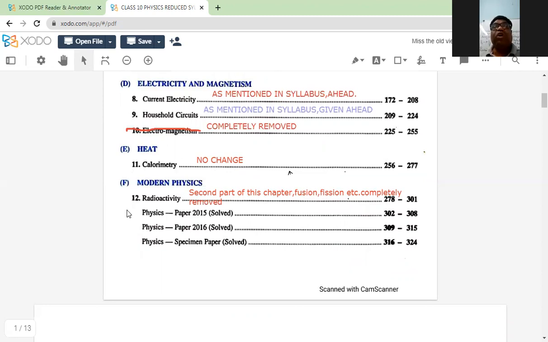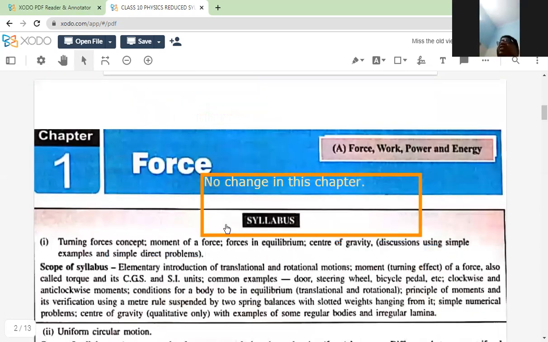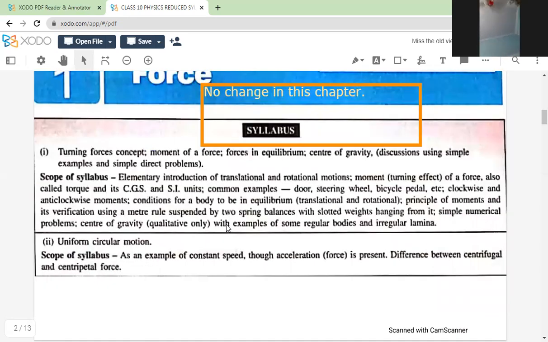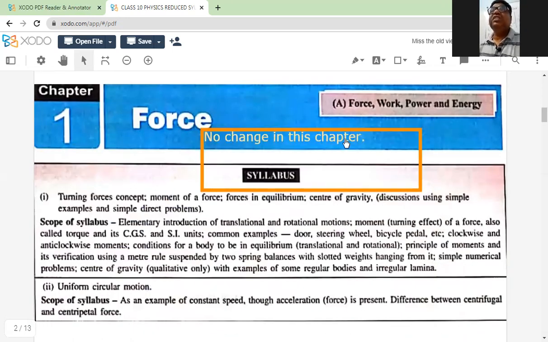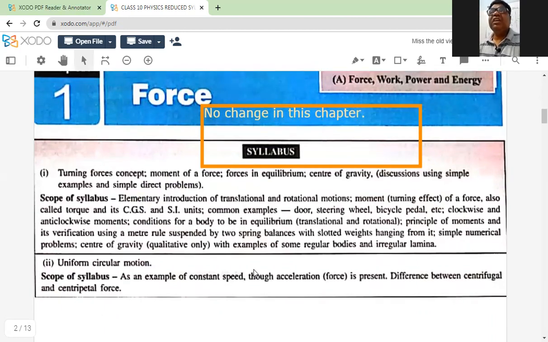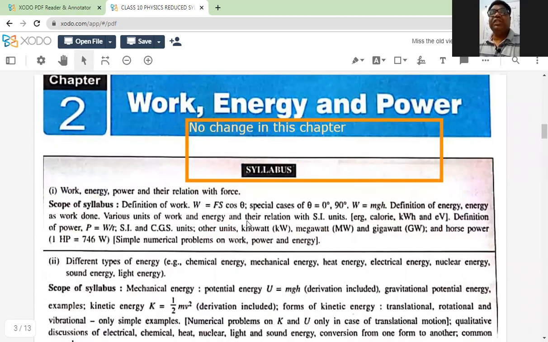Now chapter 12, radioactivity. You can see radioactivity here. And the second part, which contains fission, fusion and nuclear reaction, has been completely removed. It's clear? Now you can see chapter wise. When you see chapter wise, you will find that in chapter 1 there is no change. Every topic is there. You will do it completely. Work, energy, power, chapter 2, there is no change. It's clear?